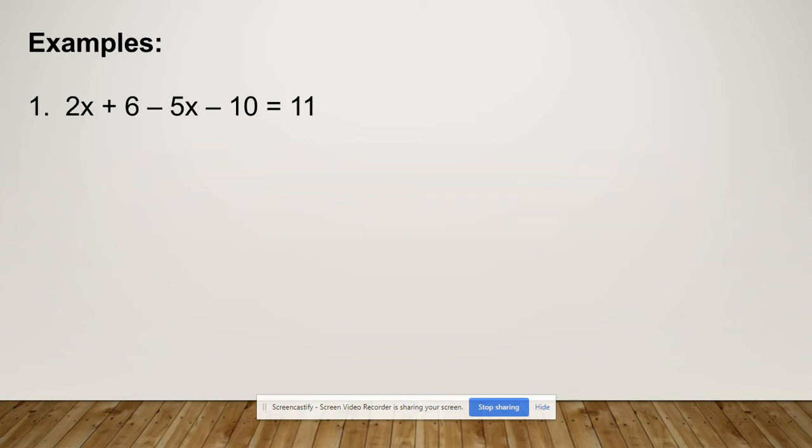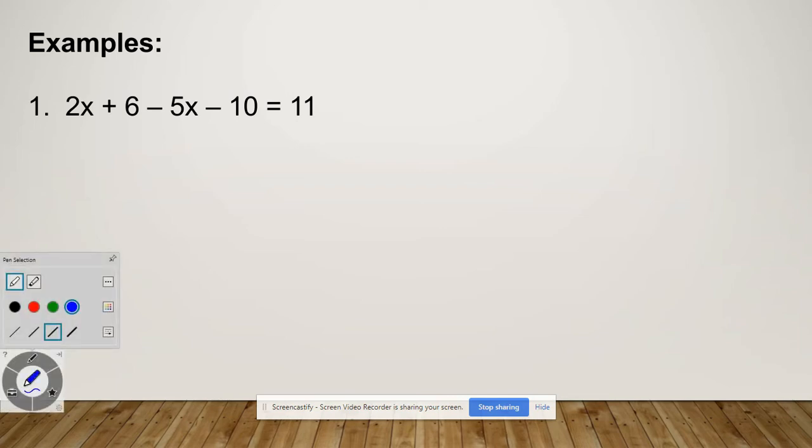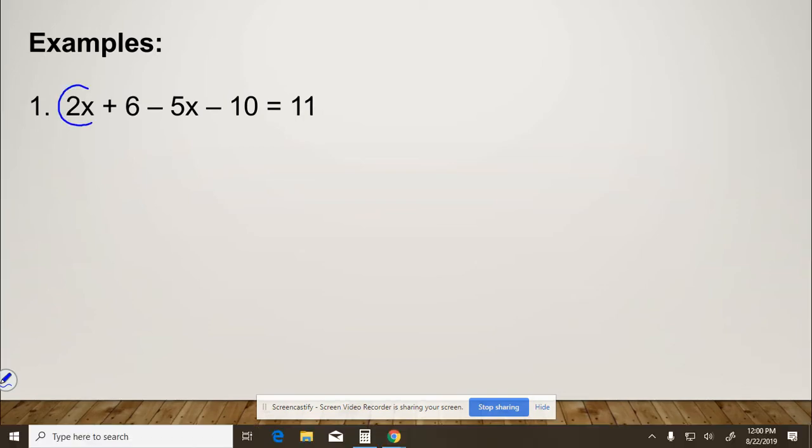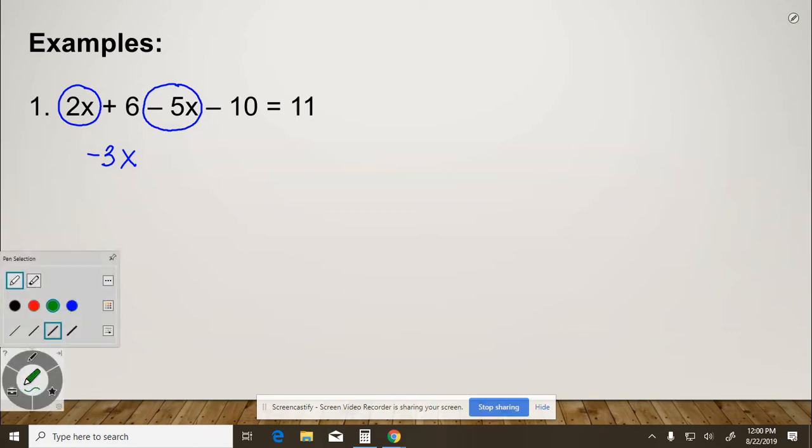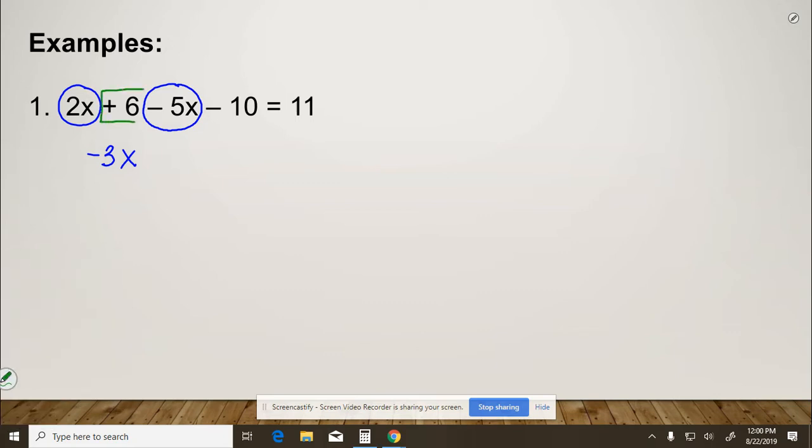Number 1, here we have 2x plus 6 minus 5x minus 10 equals 11. So we have two sets of terms that can be put together here. We have the 2x and the 5x. But what's important here is that we keep in mind that this is positive 2x, but this kind of acts as negative 5x because of that minus sign. So those two can be put together, and 2x minus 5x is negative 3x.